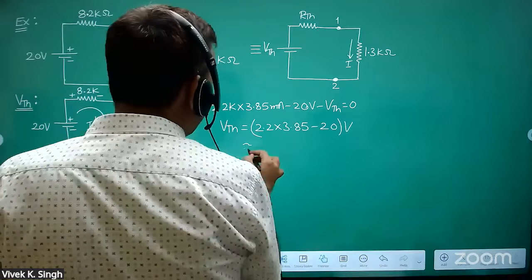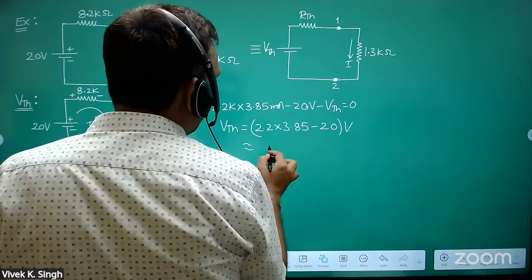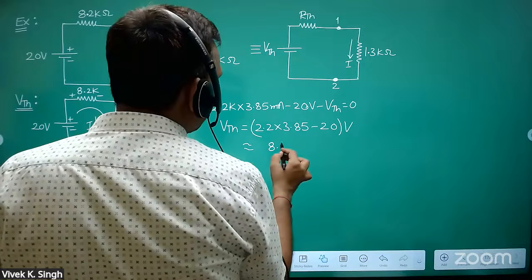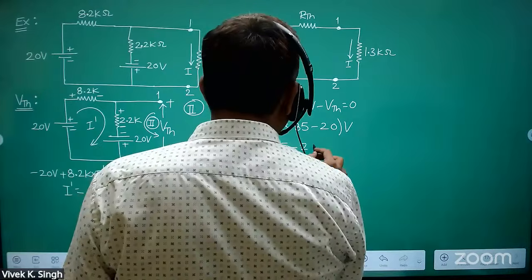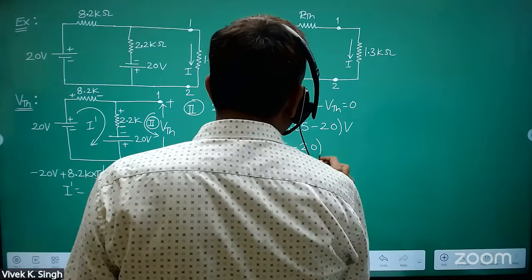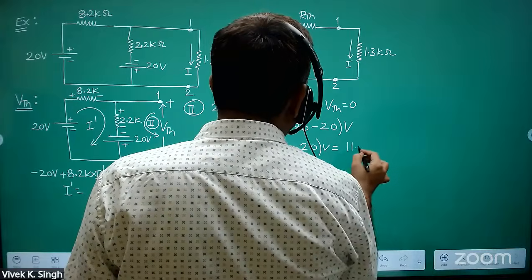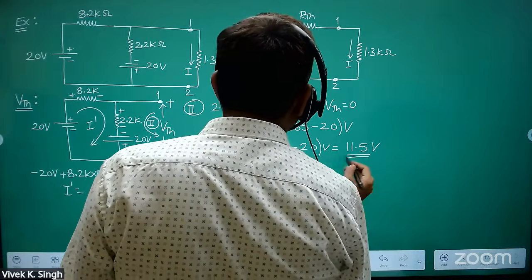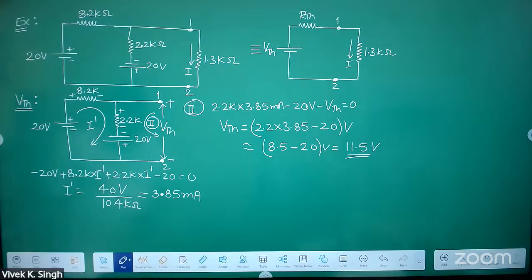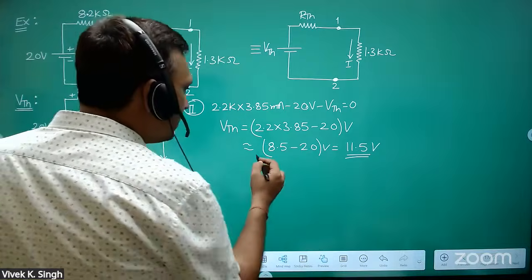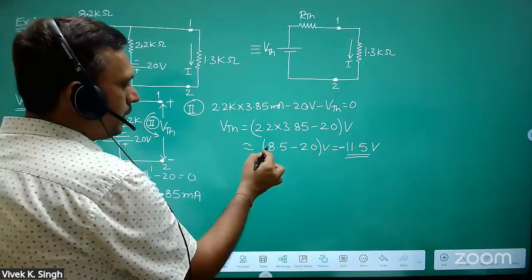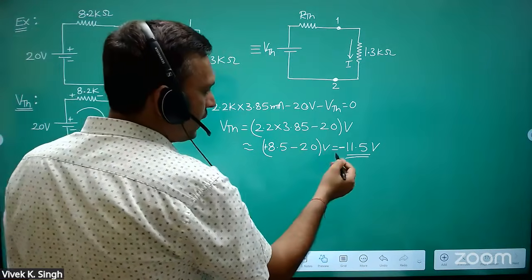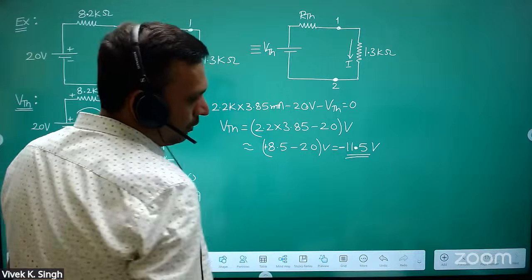I think this is approximately 8.5 minus, I'm writing the approximate value, 20. So this is 11.5 volt. Approximate value is 11.5 volt. Yes or no? Plus or minus? I think you will get it with a minus sign, because this value is plus and this is minus 20. So you will get minus 11.5.